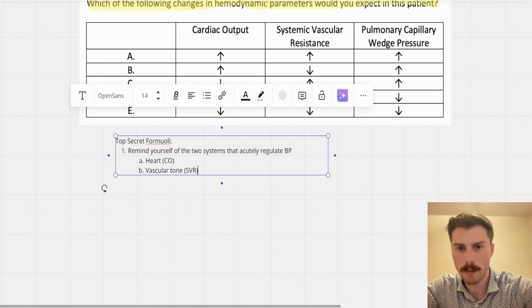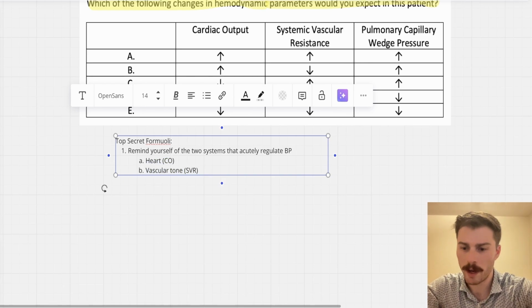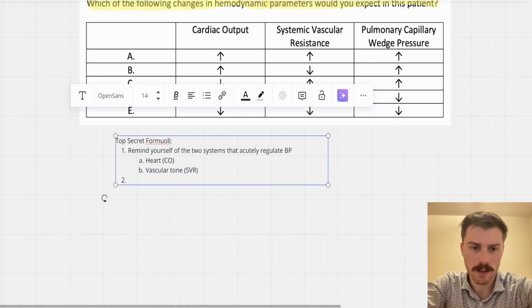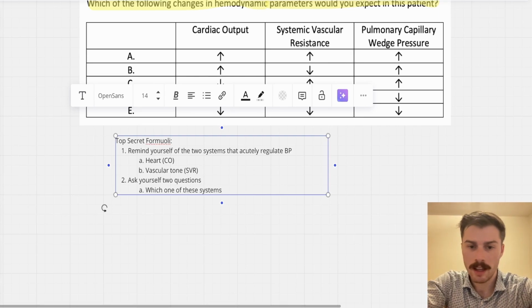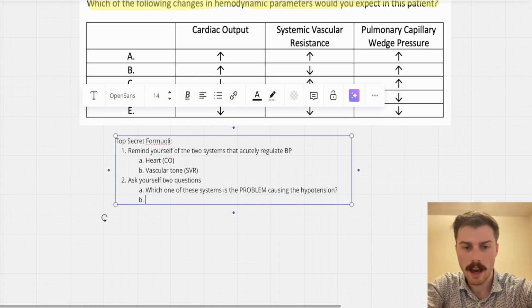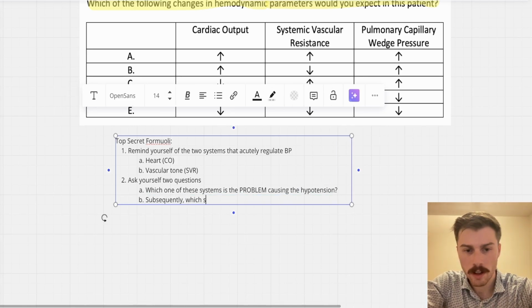I'm thinking sympathetic outflow, heart and vasculature going to respond immediately. Next thing you have to do is ask yourself two questions. Do I feel lucky, punk, is not one of them. You should be wondering, which one of these systems that we just mentioned is the problem causing the hypotension? And then subsequently, which of those systems is trying to compensate?